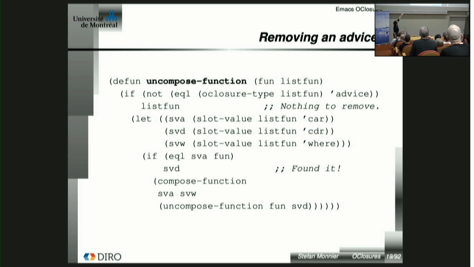And then if my car slot is the function I'm trying to remove, then everything is done. I can just return the CUDA, which is the rest of the function. And if not, then I remove it from the rest of the list and recompose the result. Okay, and that's where I need this where field. I need to remember this where field so that I can recompose the result once I remove one of the functions.